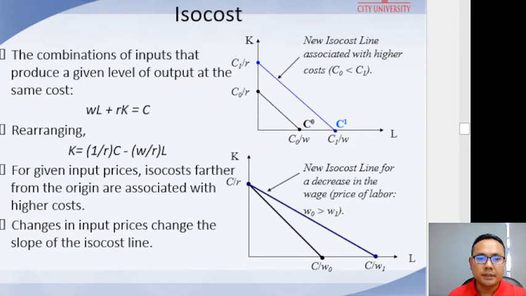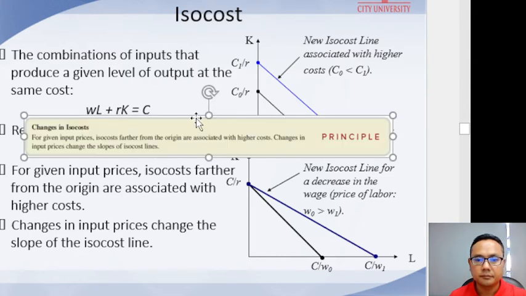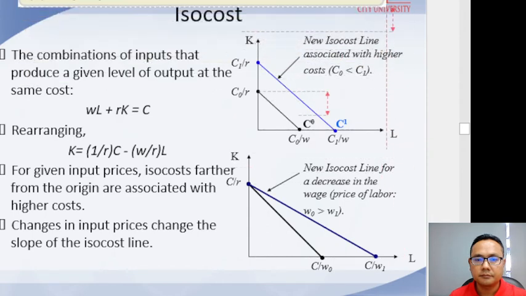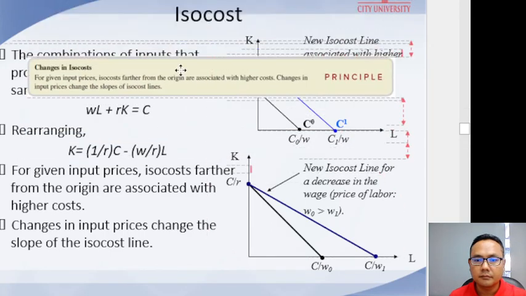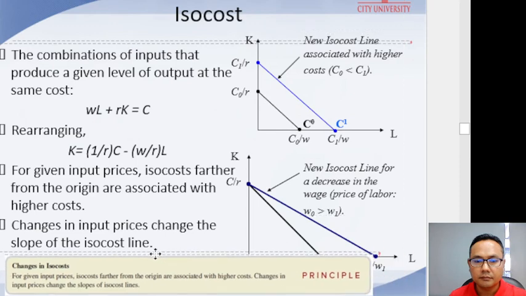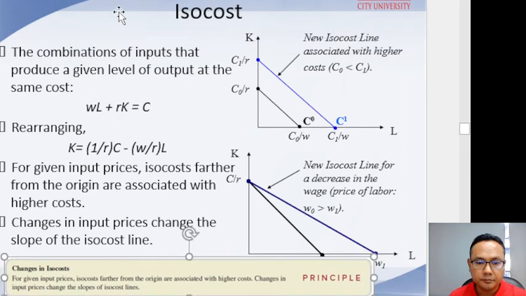So one of the principles here is changes in isocost. For given input prices, isocost lines farther from the origin are associated with higher cost. Changes in input prices change the slope of the isocost line.